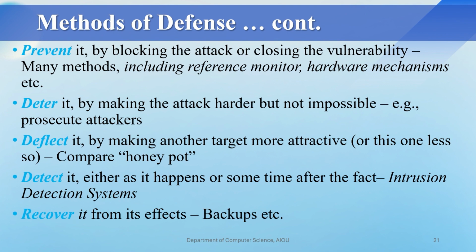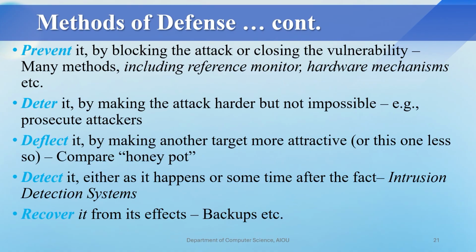either as it happens or some time after the effect. An intrusion detection system is used to detect the attack, which area of the system is attacked by the attackers, and how much damage has occurred to the system. All these activities are recorded by the intrusion detection system. We call it IDS. Recover from its effect. The system is exploited and damage has occurred to the system's resources. We use a backup method to recover from those attacks.